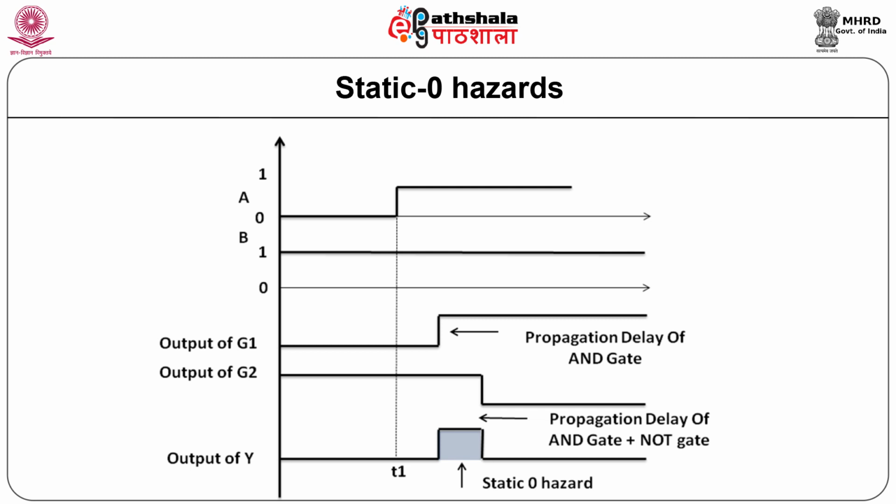The output of gate 2, that is G2, goes low after a time delay which is equal to the sum of propagation delays of the inverter and AND gate 2. Hence, output of the final AND gate Y goes high for a short duration. After some time, the output turns back to logic 0 as expected. This short duration high pulse is unwanted and called as static 0 hazard.